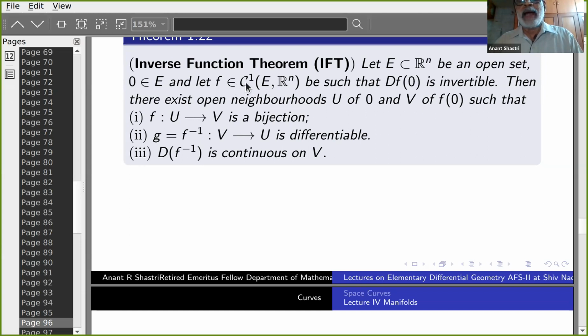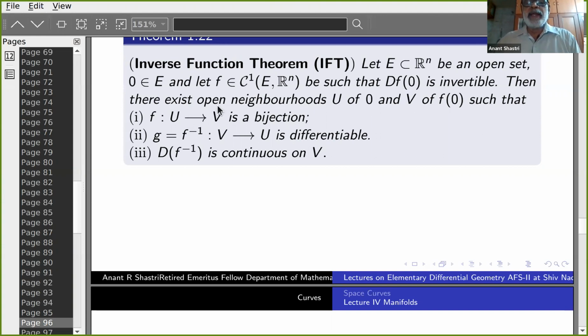Start with a C1 function such that its derivative at this chosen point is invertible. Not 0 was good enough when you have dimension 1. Now you know this is an n cross n matrix, so a non-zero n cross n matrix is not very good. What we want is the whole matrix must be invertible. That is, the determinant is not 0.